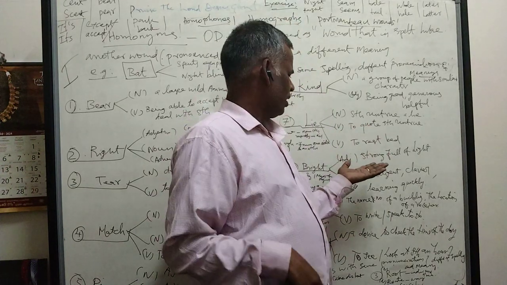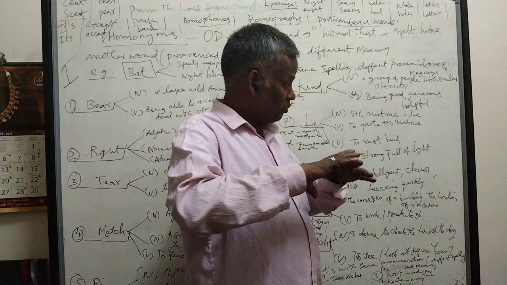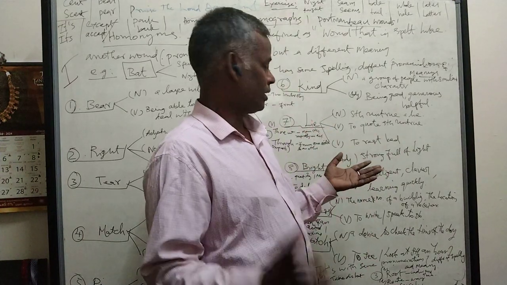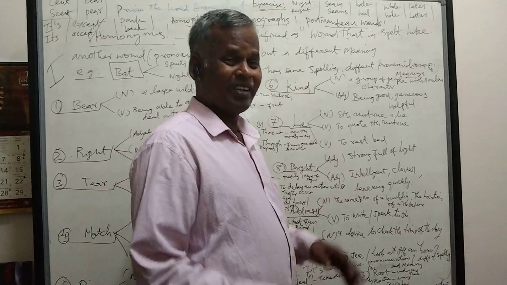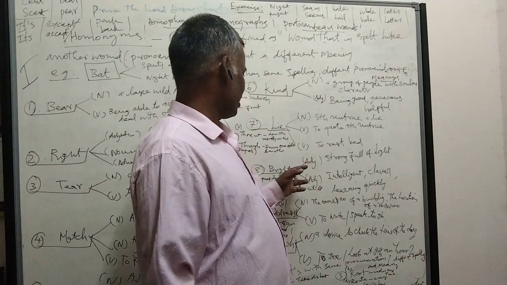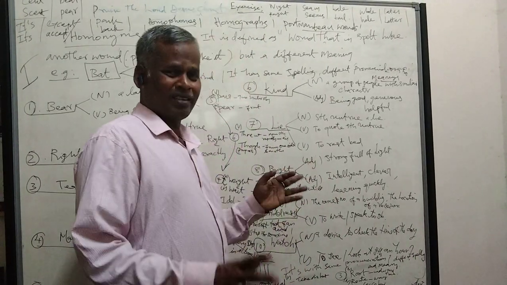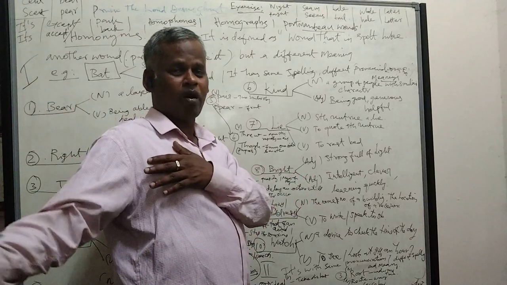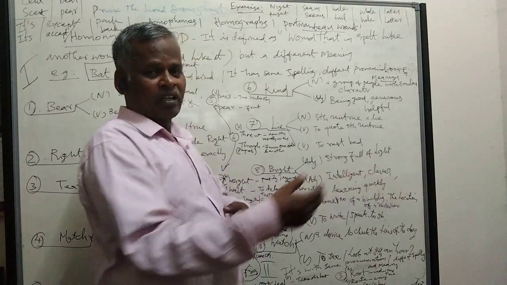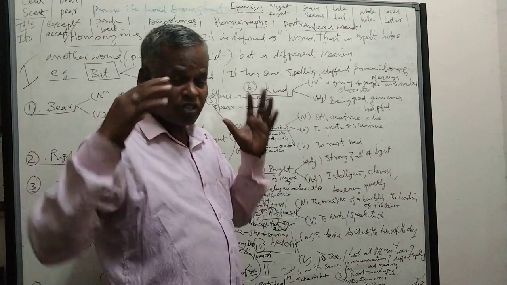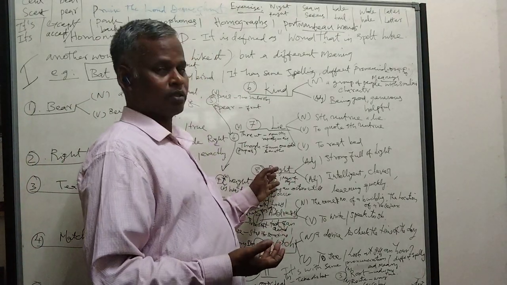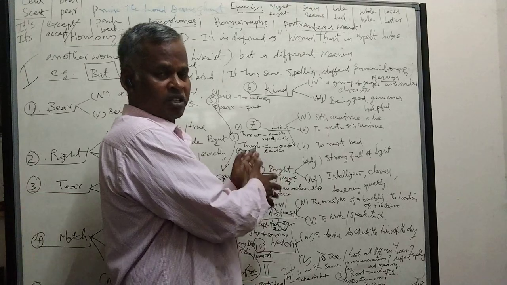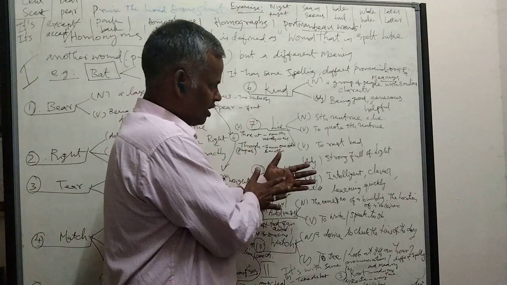Sodium light gives a bright light, full of light. That is strong, full of light. As an adjective, it also means a very intelligent person. It denotes an intelligent person. He is a bright boy. He is a bright girl. He is a bright person, meaning a most intelligent, knowledgeable person. Only the spelling and pronunciation are the same, with a different meaning.